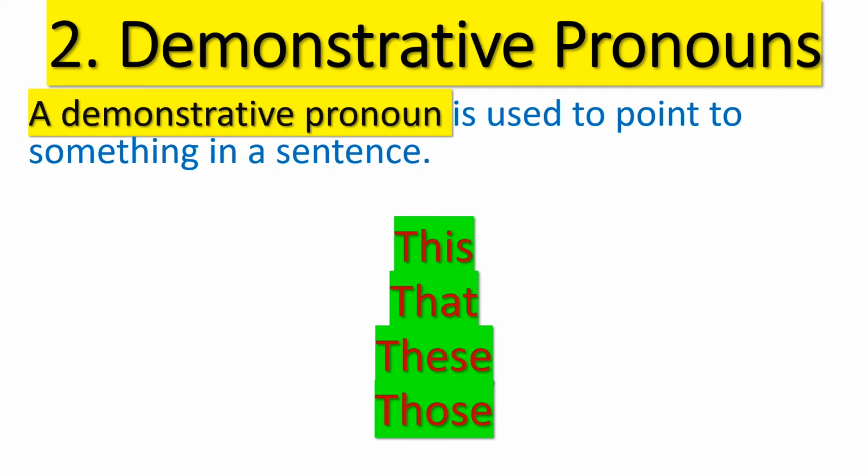The second type of pronouns is the demonstrative pronouns. A demonstrative pronoun is used to point to something in a sentence. There are four: this, that, these, those. What is the difference between them? We will see by looking at this table.